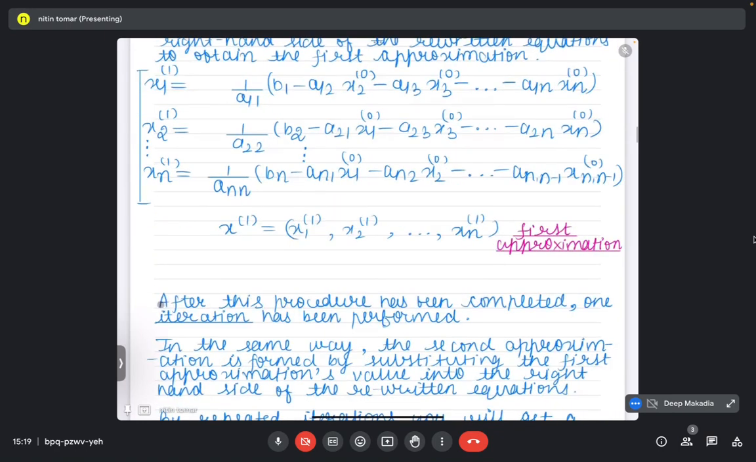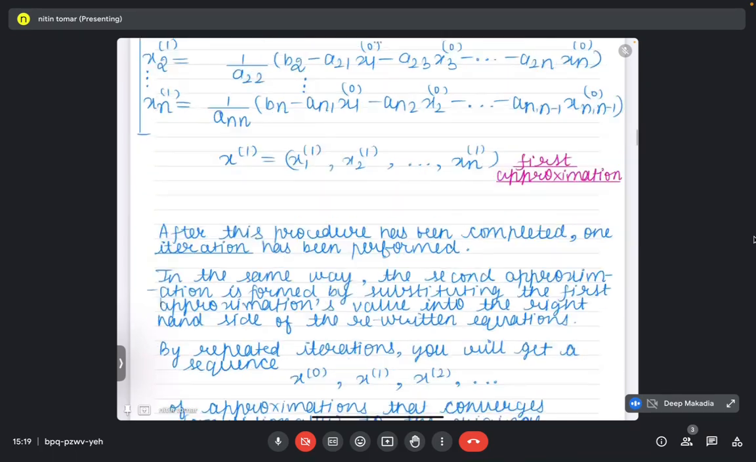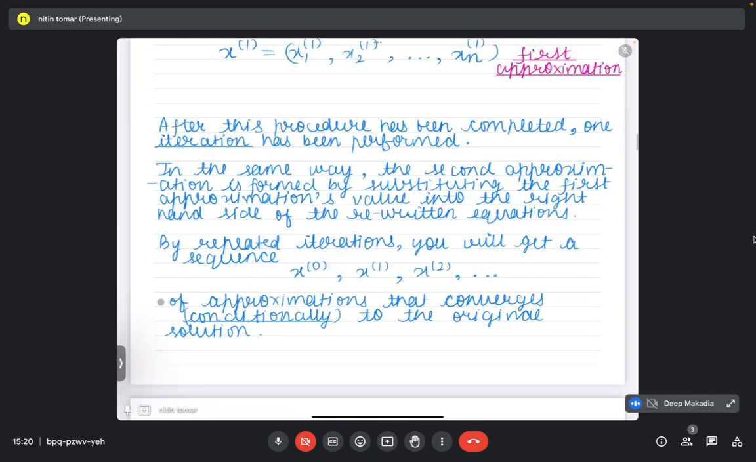Now you keep on doing this. After this procedure has been completed, one iteration has been performed. In the same way, the second approximation is formed by substituting the first approximation's values into the right hand side of the rewritten equations, and by repeated applications you will get a sequence x0, x1, x2, and so on. What we hope is that they converge to the original solution. Am I correct?